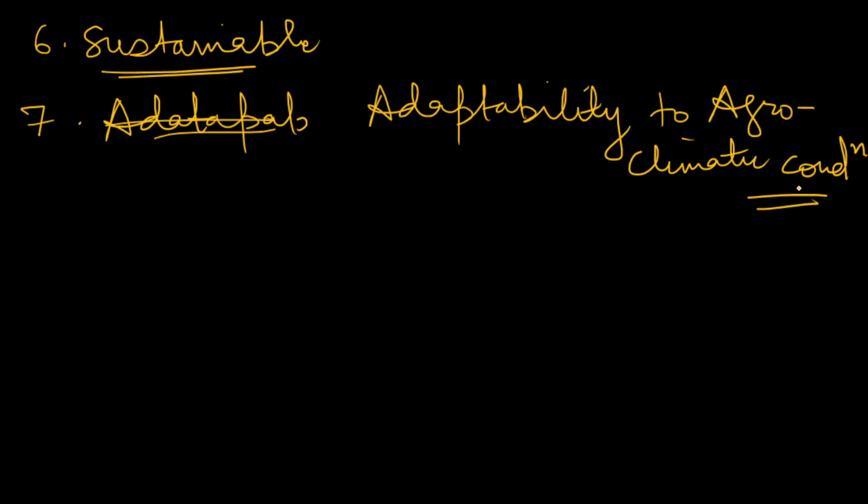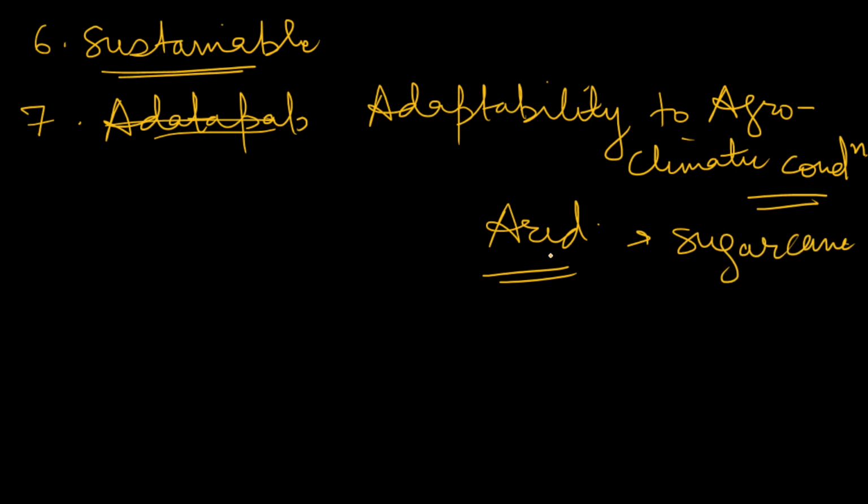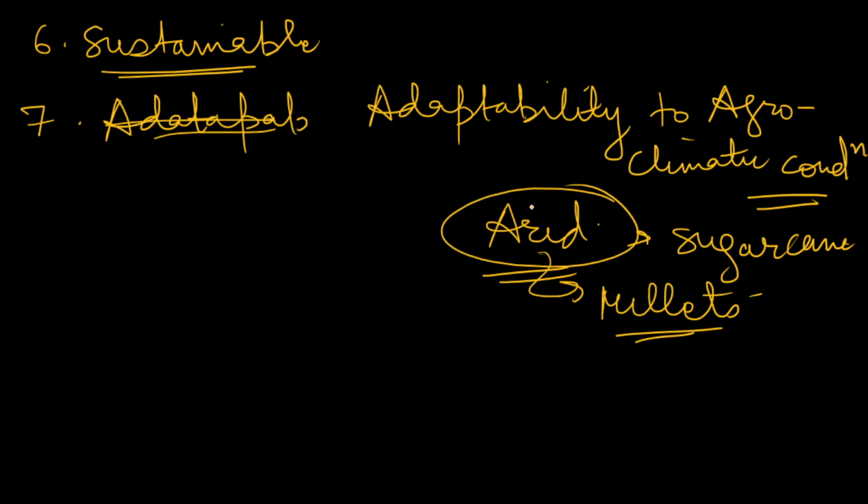Suppose there is an agroclimatic zone where the water resources are less. Suppose it is an arid agroclimatic zone and you are growing sugar cane there, so it is of no use. In arid zones, we have to focus on crops such as millets, pulses, other things which can be grown with low water requirements. We have to focus on arid fruits. So this we should keep in mind.